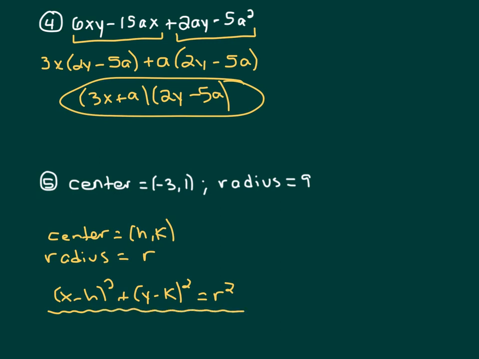Now let's take our specific numbers given to us here. Since the center is -3, 1, we could take that -3 and replace it in place of h here, and we could take the 1 and replace it for the k here. So what we're going to have is, instead of x minus h, we're going to have x minus -3. Well, minus -3 becomes a +3. So then we'll square that. And then plus, instead of y minus k, we're going to have y minus 1 squared. And then equals, well, since our radius is 9, when we square that, 9 squared is 81. So this is the equation of our circle.